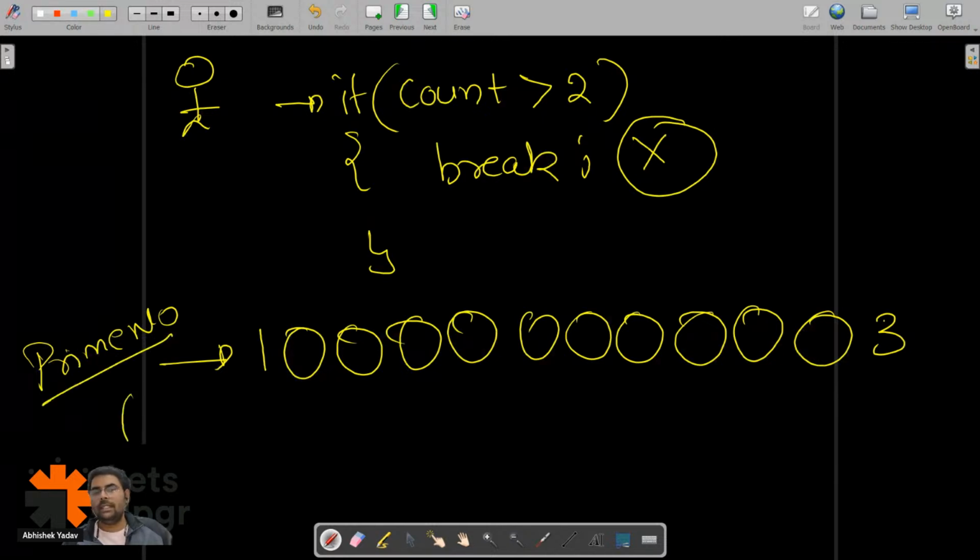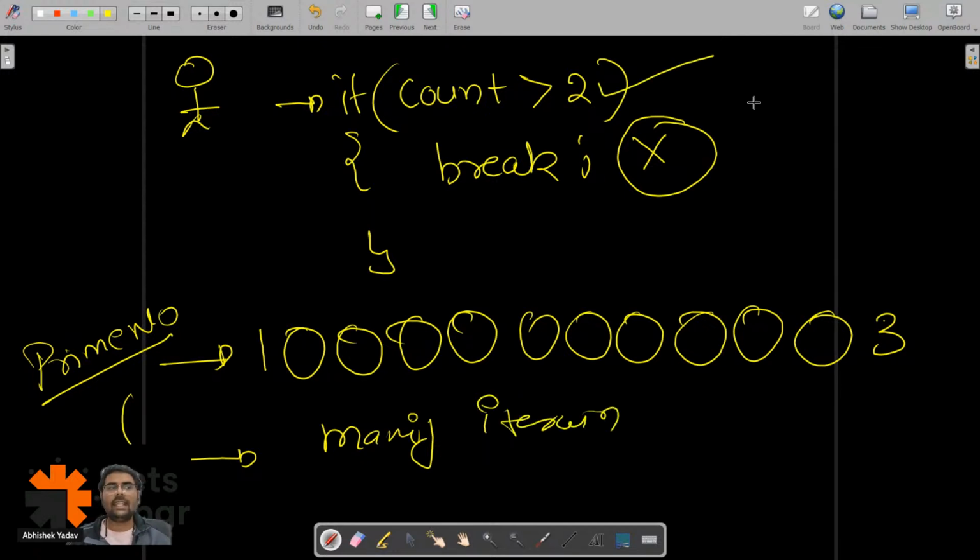Can you, Harsh, tell me how many iterations you have to do, whether this condition will get executed for this number or not?